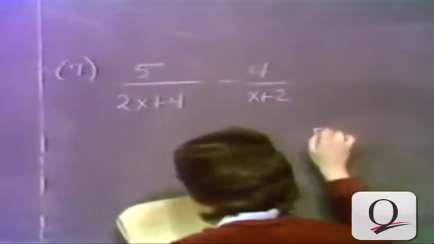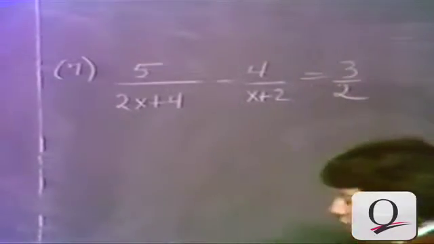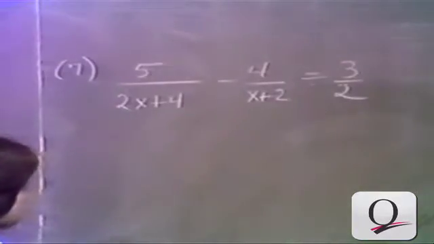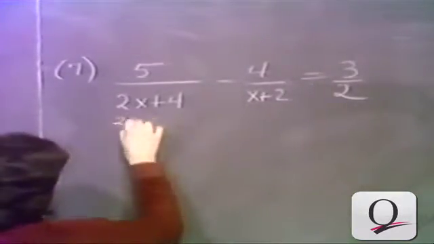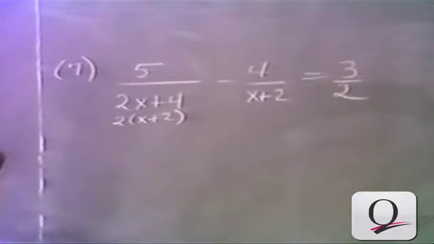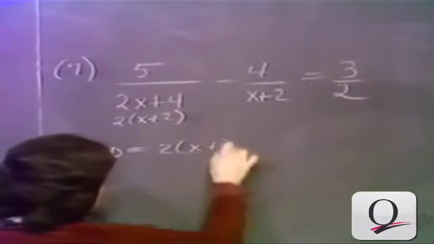Okay. In the last of our equations, we have 5 over 2x plus 4 minus 4 over x plus 2 equals 3/2. Since it's a fractional equation, we would want to find the LCD. We factor each denominator completely. This is really 2 times x plus 2. Okay, then it becomes apparent that the LCD is simply 2 times x plus 2.